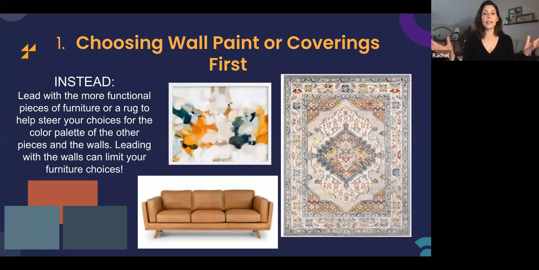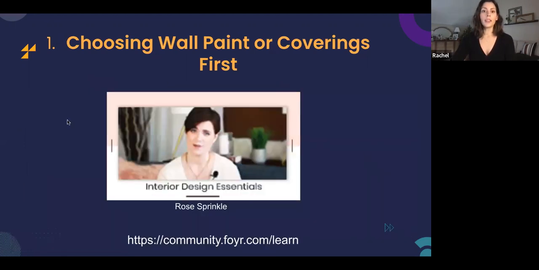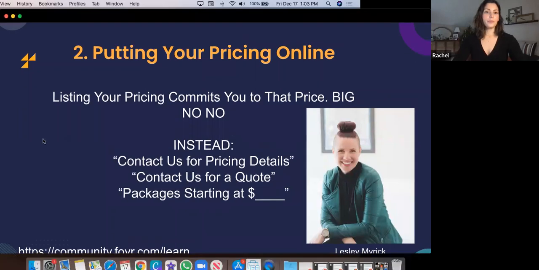So there's a million different paint colors. What we recommend doing is to start with either a big furniture piece like a sofa, or a much more fun option, I think, is to actually start with a rug. And this is something that Rose Sprinkle, who has a course on the community called Interior Design Essentials, talks about, among a million other things, and recommends. I'm going to show you how we did this.